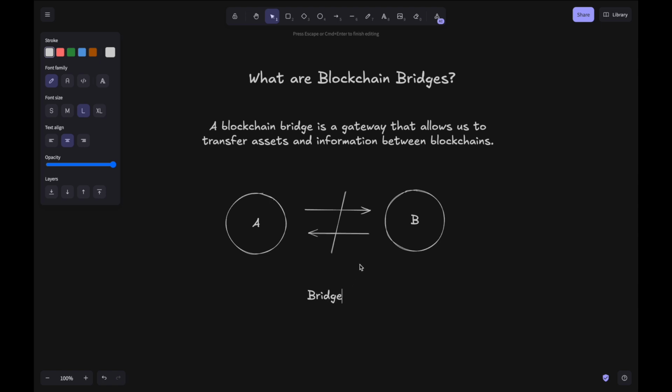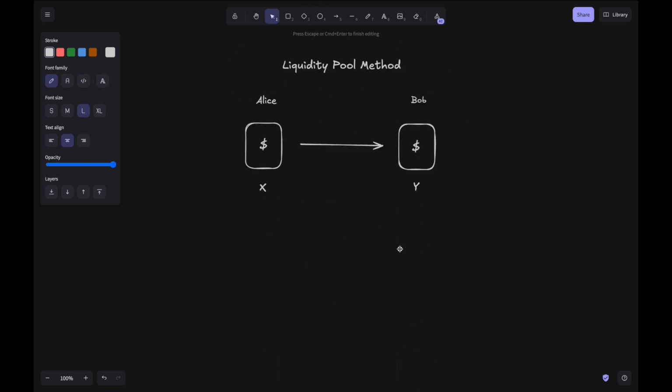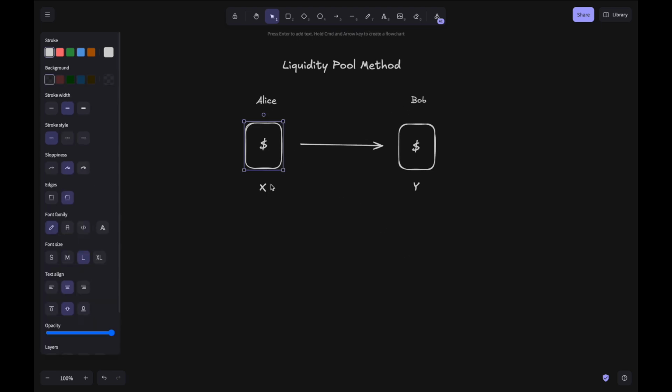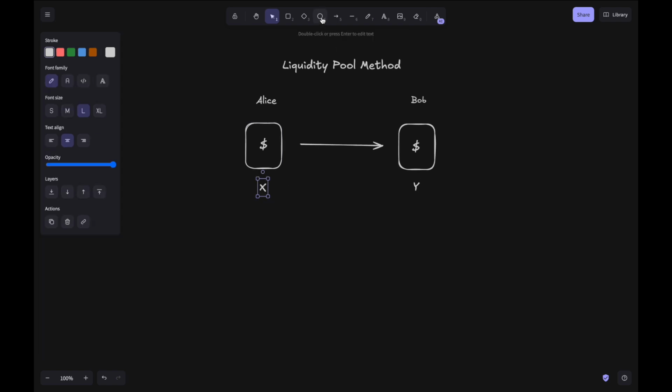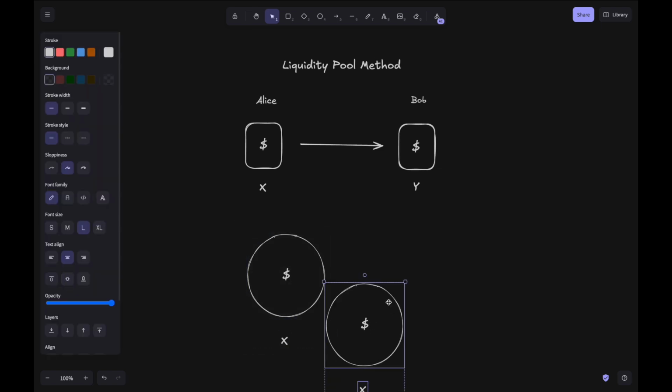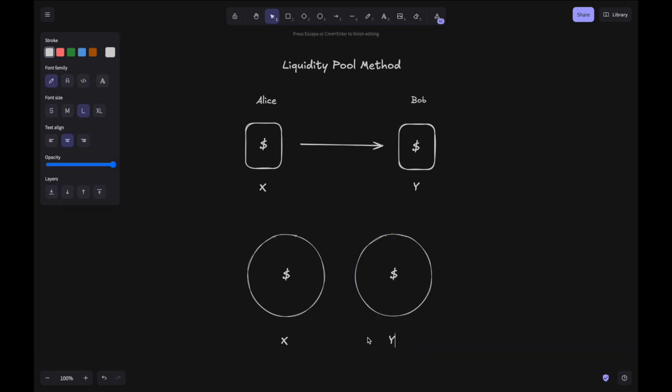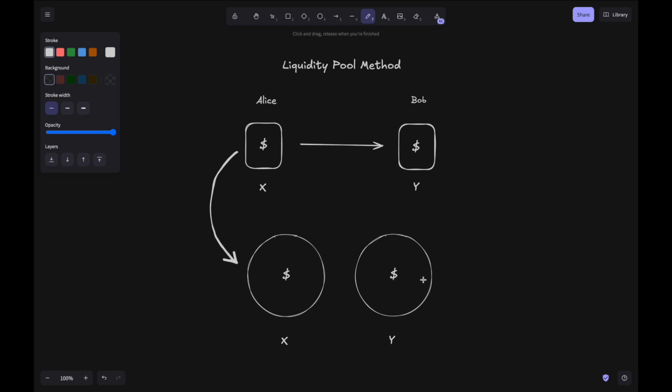Well, how does the bridge achieve this? There are multiple ways, and the first one is the liquidity pool method. So say Alice wants to send Bob some dollars from country X to country Y. Since she cannot do so directly, she needs my help. Why my help? Because I have a pool of dollars in country X and also another pool of dollars in country Y. Now very simply, Alice transfers the dollars over to me in country X, and for her, I transfer the equivalent funds to Bob in country Y.